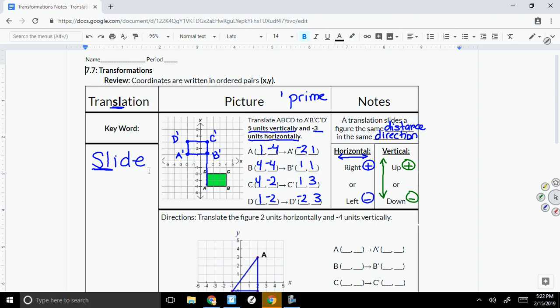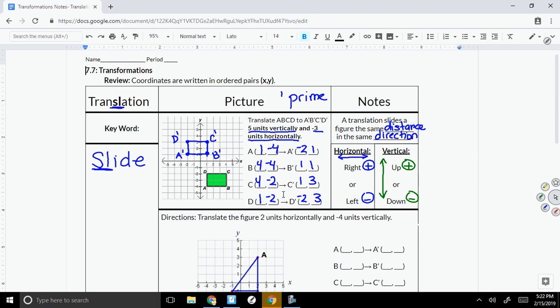If I look at my paper, if I'm talking about a translation, that means that little rectangle there should have perfectly slid across my paper. I can tell that it didn't turn, it didn't get smaller or a different shape. It is the same shape, it just moved along my paper like I slid it across the paper. So I know I did it correctly.